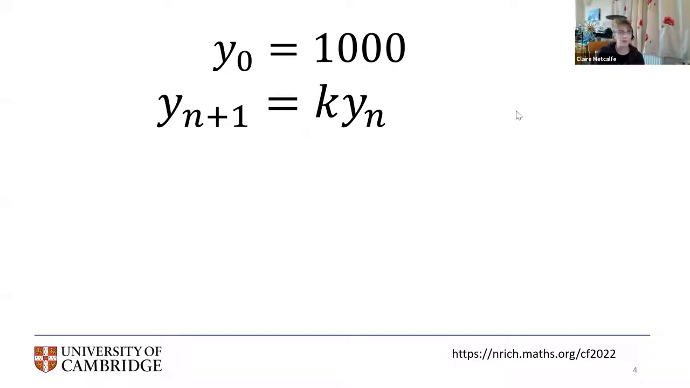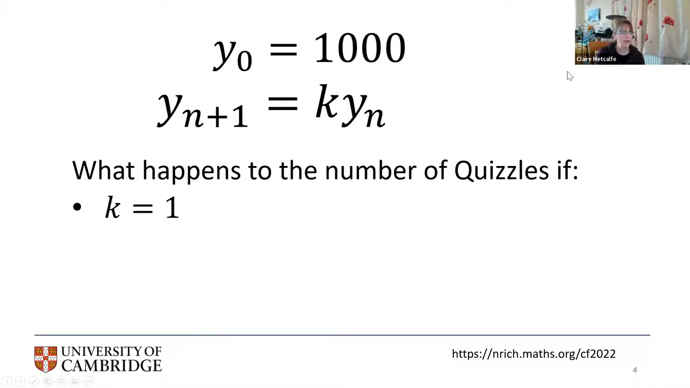So can you think, if y0 is 1,000, and yn+1 is k times yn, what's going to happen to my population of Quizzles if I have k equals one? Now have a think about it and then just pop in the chat what you think happens if k equals one.